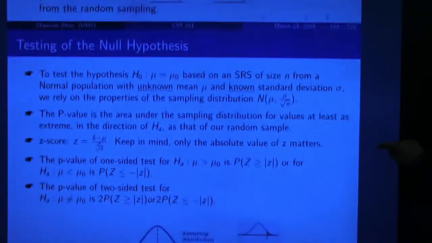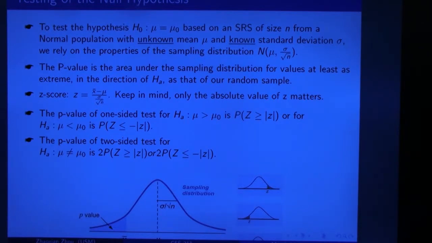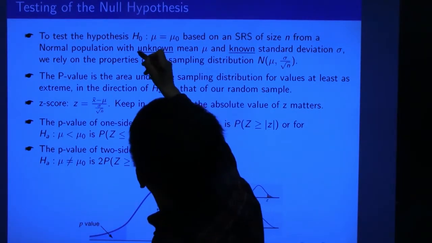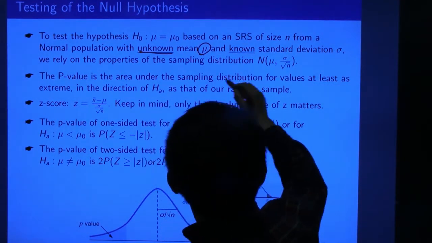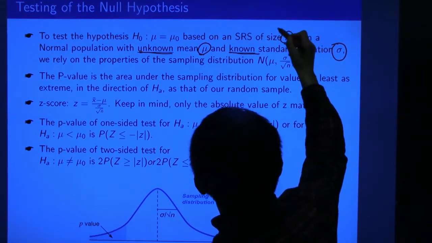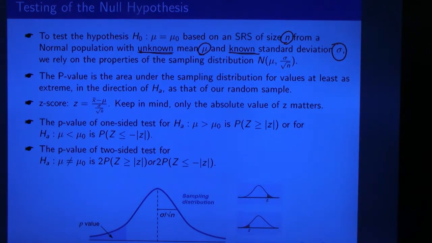Next, we are going to see how to test the null hypothesis. To test the null hypothesis, H0: mu equals mu0, a specific number, based on a simple random sample of size n from a normal population with an unknown mean. This mean, mu, is unknown, but we know the standard deviation. Size equals n, and mu equals mu sub 0.